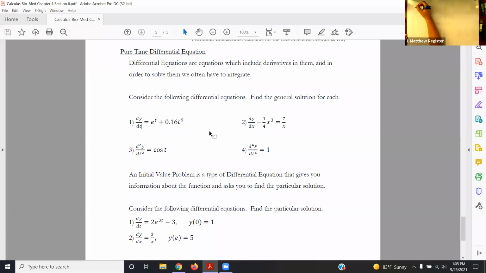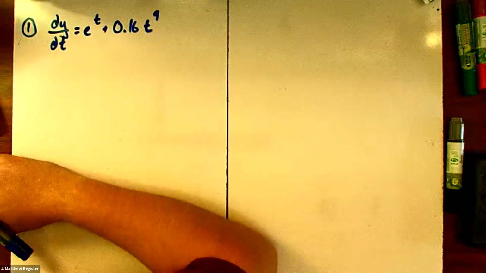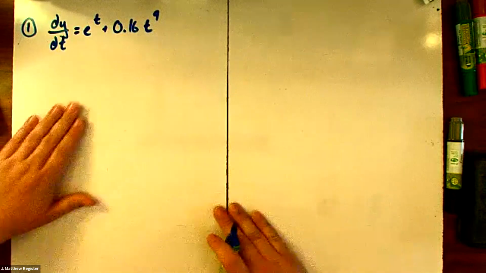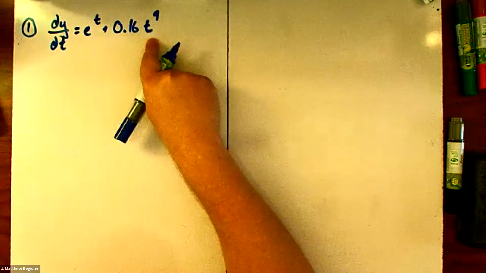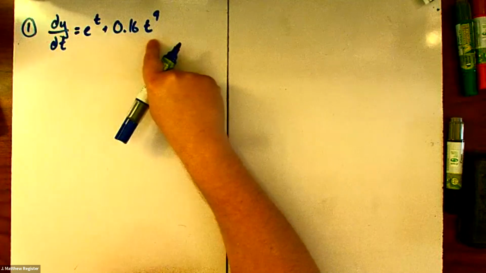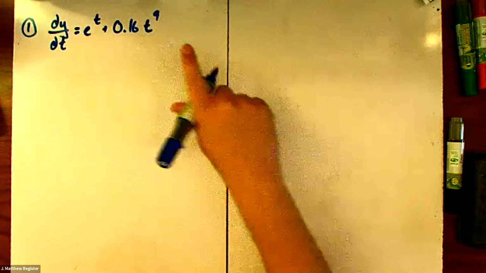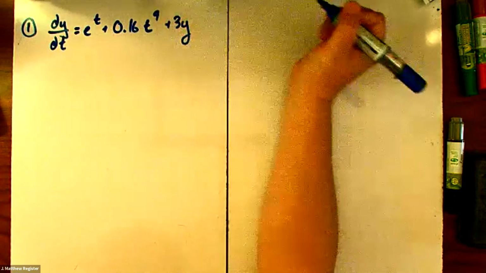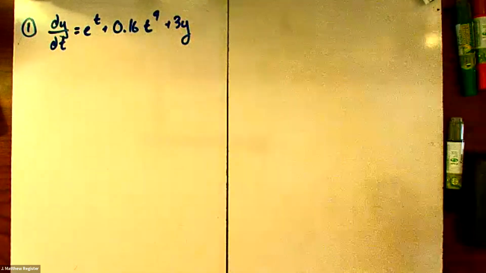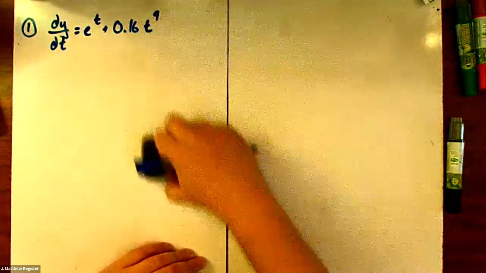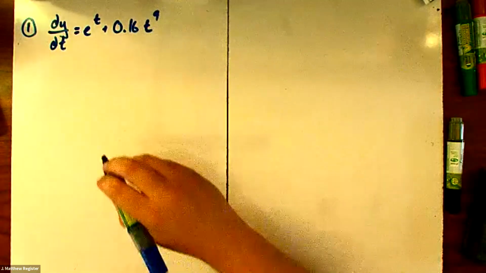And so for this one, let's just look at number 1. dy/dt is equal to e to the t plus 0.16 t to the 9th. What makes this a pure time differential equation is that all of the variables on this side are t. And so they're all tied to the time variable. None of them are dealing with y. If we had something like a plus 3y here, it makes the problem much, much harder. But if it's just with t, then we can just take the antiderivative.